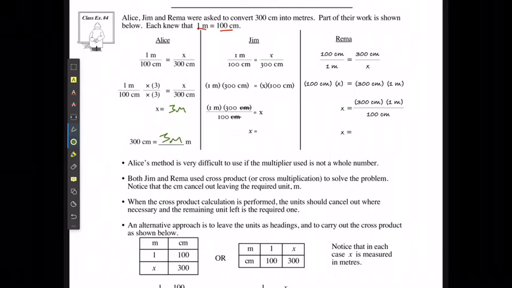How did she get there? Well, when she multiplied both sides by 3, she said that 3 meters over 300 centimeters is equal to x over 300 centimeters. And then just canceled out the denominators.